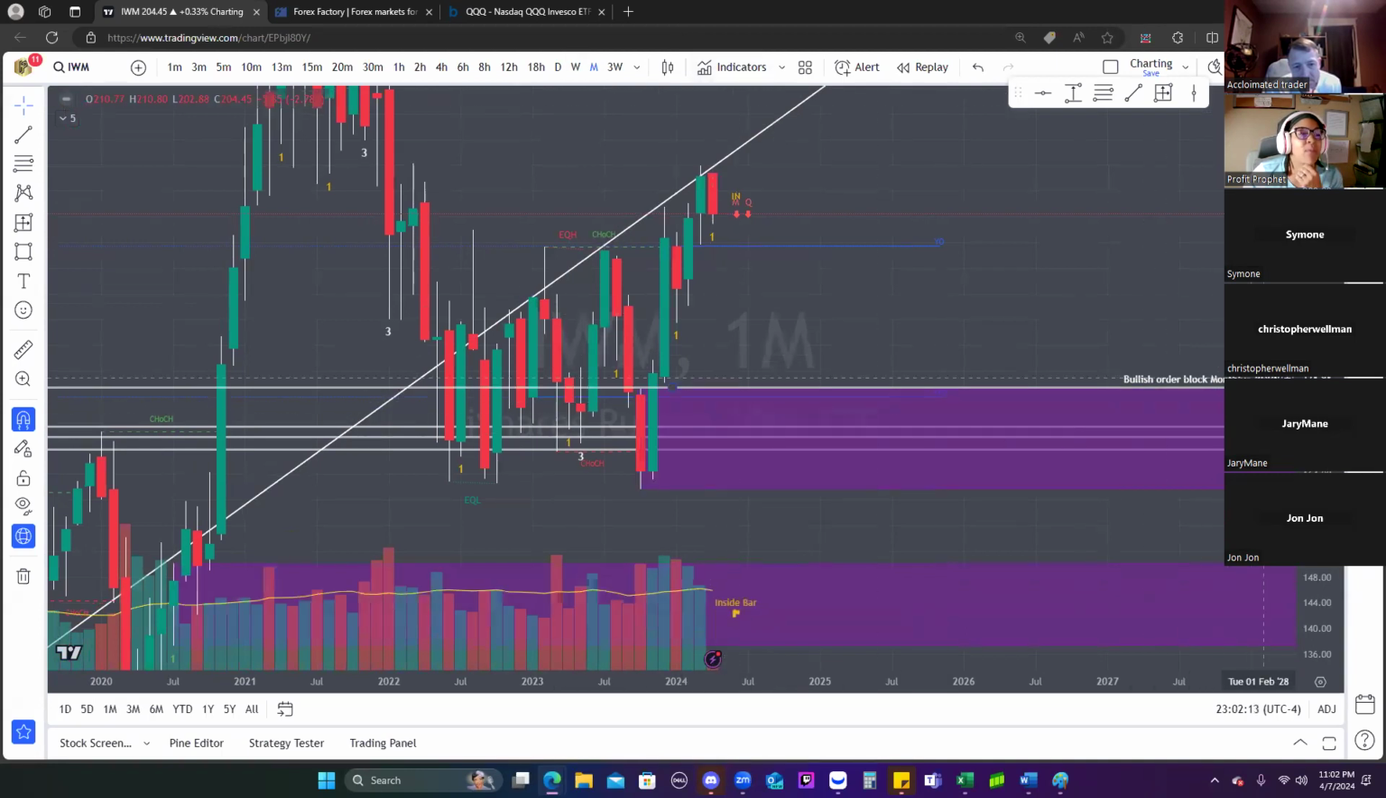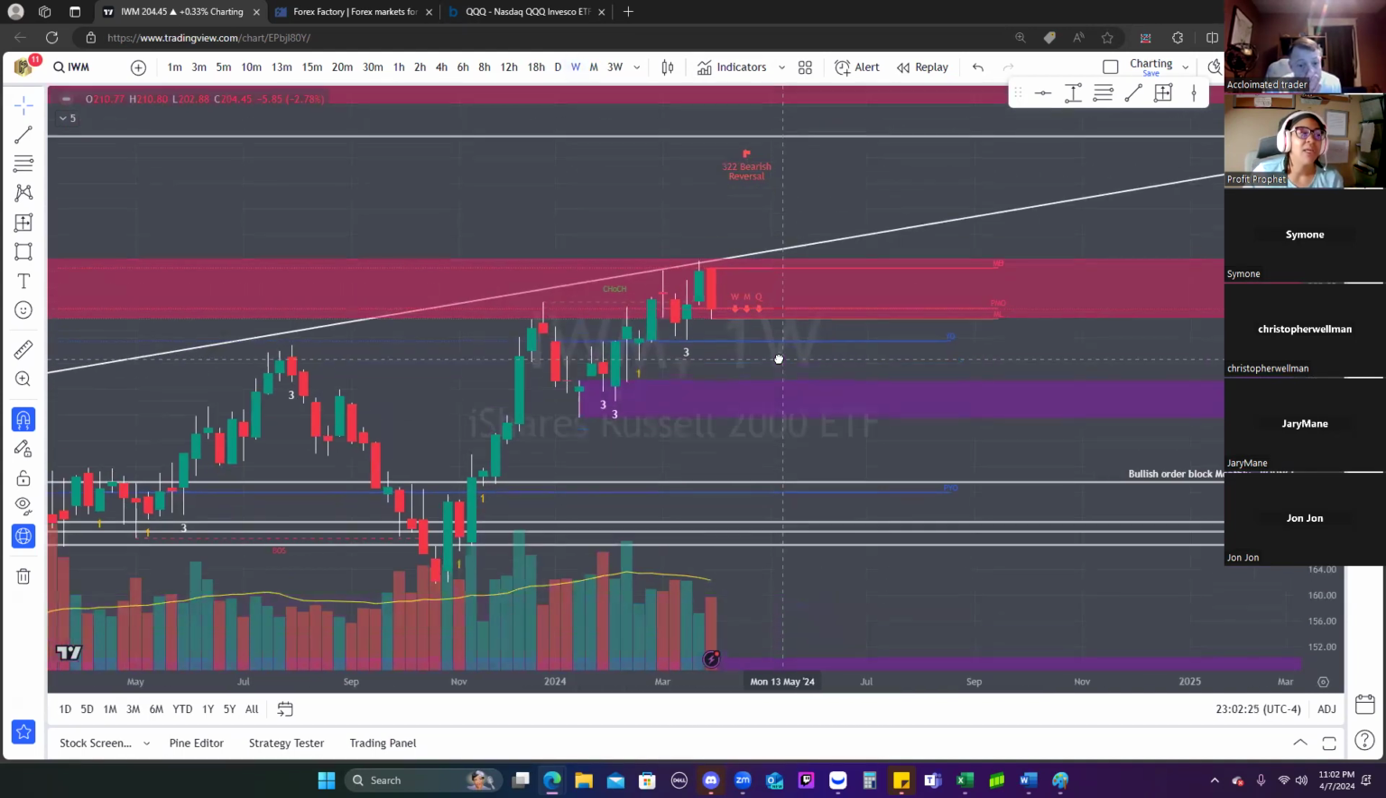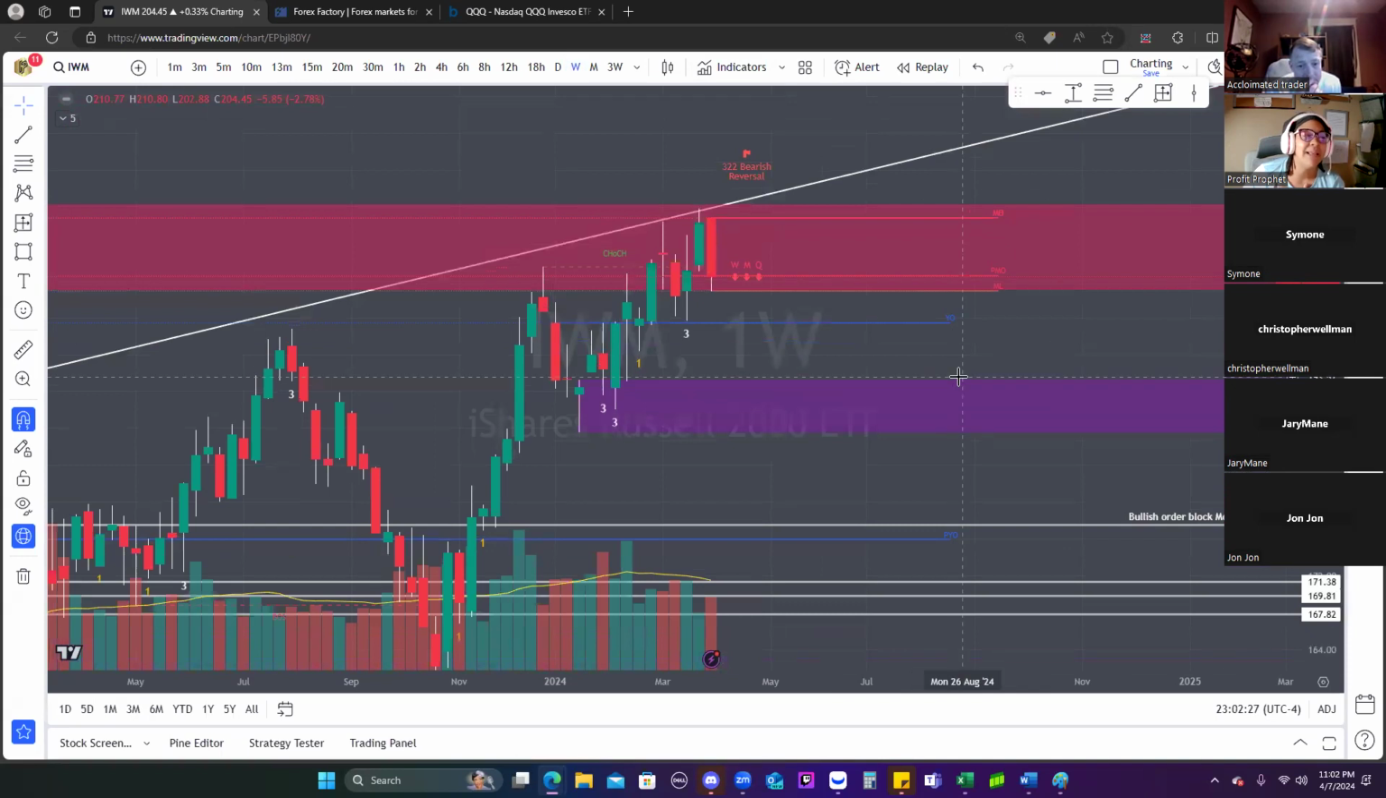But IWM, we cannot afford to come below the yearly open because then we do come down here and descend. Just an FYI, this is the monthly chart. We're going to go to the weekly. Whew, we have something that might save us, this bullish order block here. So I'm going to draw this broadening formation here.